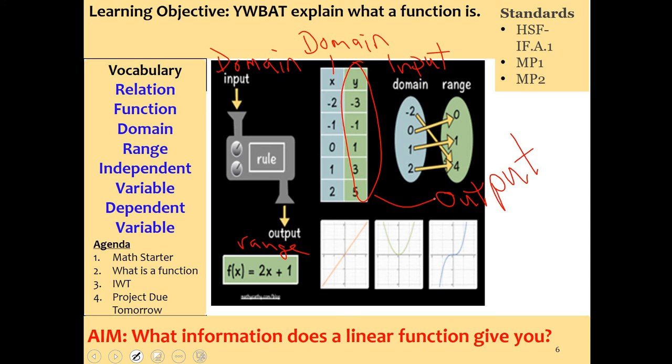So for your homework, you're going to have to list the domain and range of a function, and all you have to do is just look at what's in the first circle, the domain, and list out those numbers one at a time: 0, -2, 0, 1, 2. And for the range, you're just going to look at what's in the box and write out those numbers: 0, 1, 4.